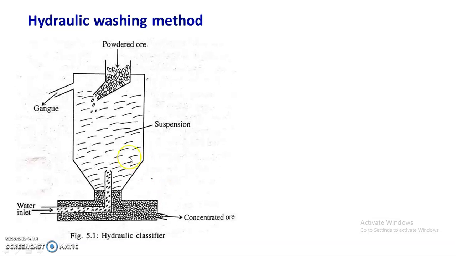Actually, this conical shape of the hydraulic classifier is also useful. The conical shape of the reservoir helps in reducing the velocity of water and thus prevents the ore particles from being carried away along with the water stream. So this conical shape of the classifier helps to settle down the ore particles and only allows the lighter gangue particles to come up. So this is the hydraulic classifier.